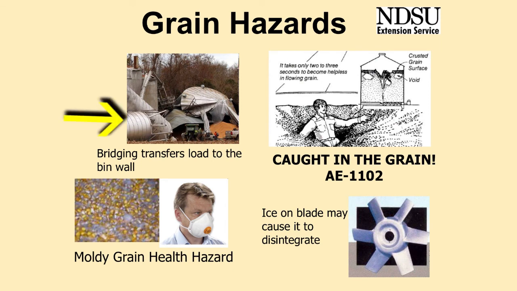Bridging of grain in a bin transfers more of the load to the bin wall that may lead to bin failure. Follow recommended storage management practices to minimize the potential for crusting or bridging, and watch for the grain flow when unloading. Never enter a bin while unloading grain. Also, do not enter a bin to break up bridged grain. Moldy grain is a health hazard. Wear a mask rated to remove mold spores when handling grain. Normally, they will have an N95 or N99 rating and be held in place by 2 straps.